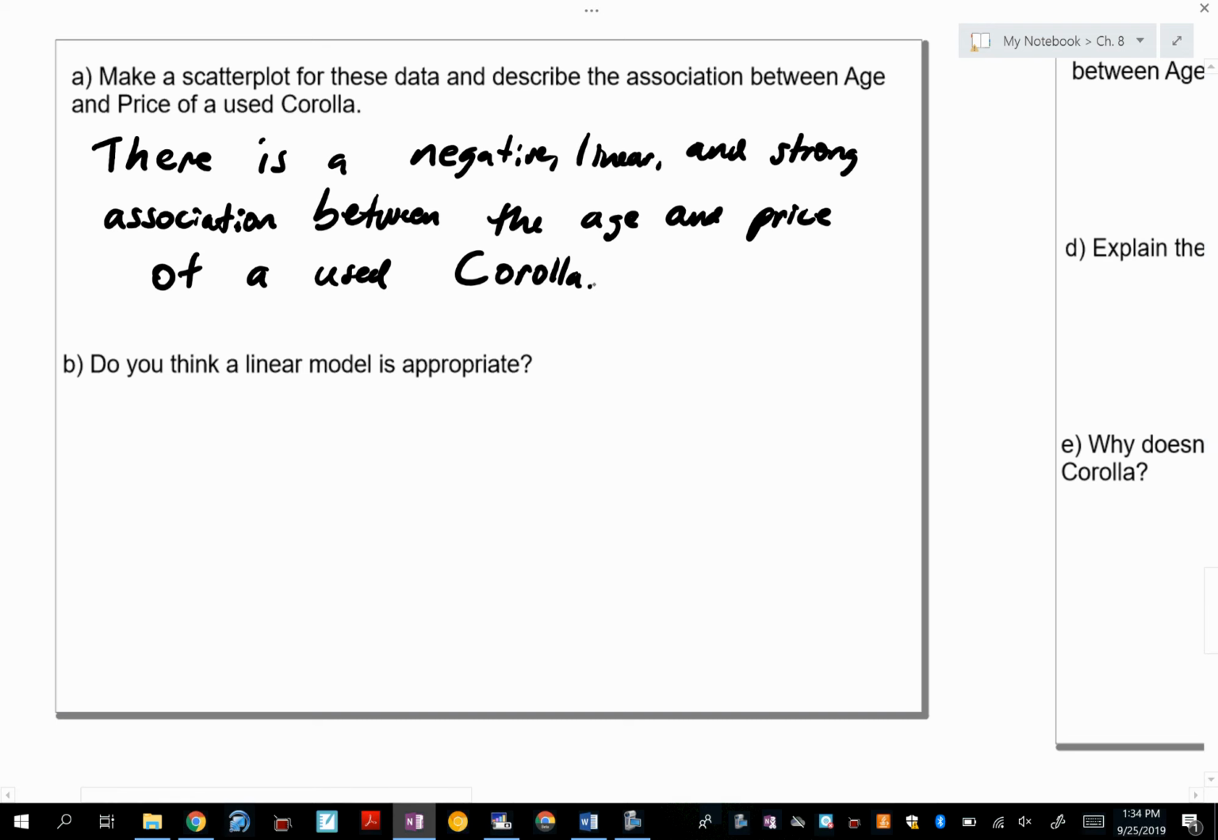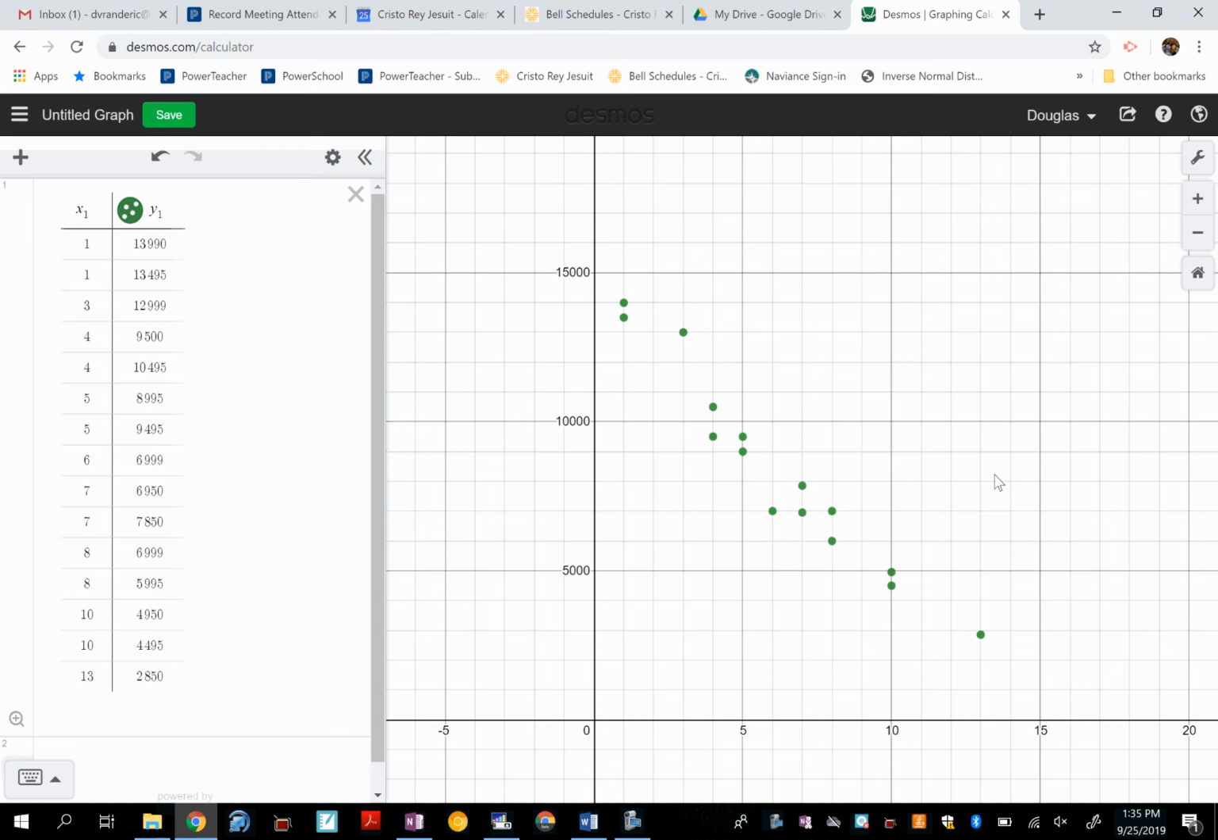So there is a negative, linear, strong association between the age and price of a used Toyota Corolla. Does anyone disagree with those 3 decisions that you made? She said negative, linear, and strong. Do we disagree at all? It's okay if you disagree. Everybody good? Okay. So in that statement, we wrote linear. Because this scatter plot is linear, that means we are allowed to do what? Make the linear regression model.